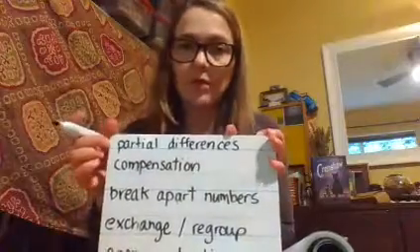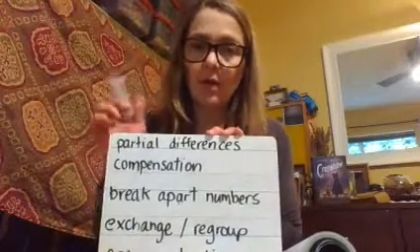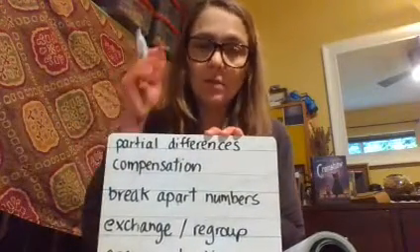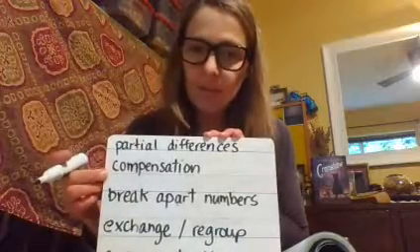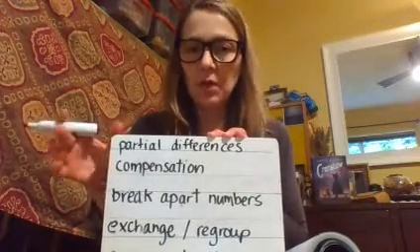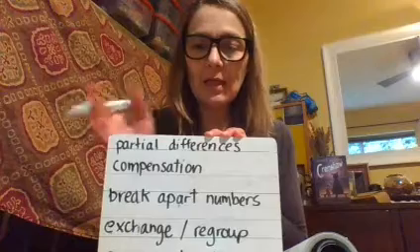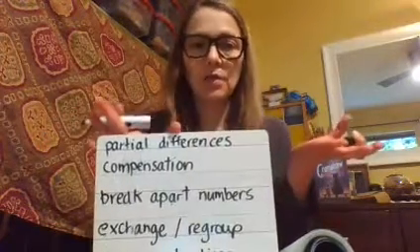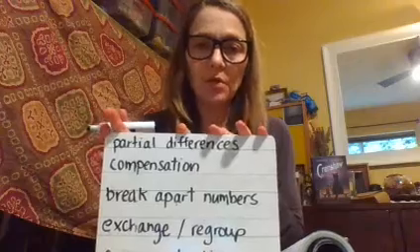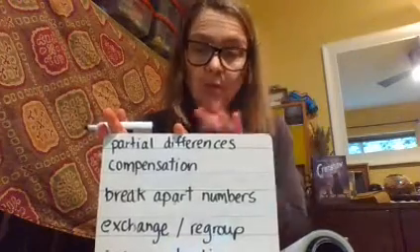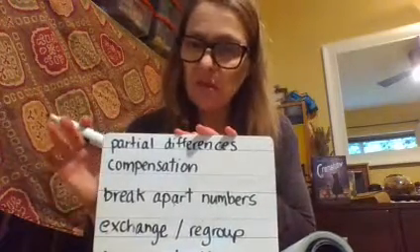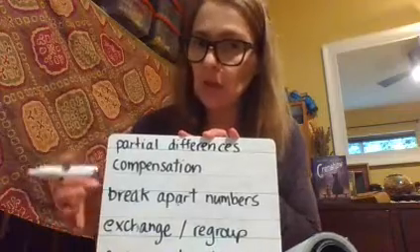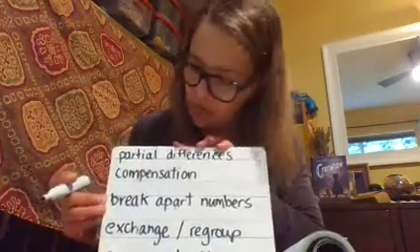We have partial differences, okay, and this is where you separate them into their tens and ones. Compensation, that one is where you are adding a little bit onto one side and then to the other side of the equation, so both sides are going to be equal. You're shifting the number line. That one's challenging. And it doesn't always work. It has to be close to a 10.